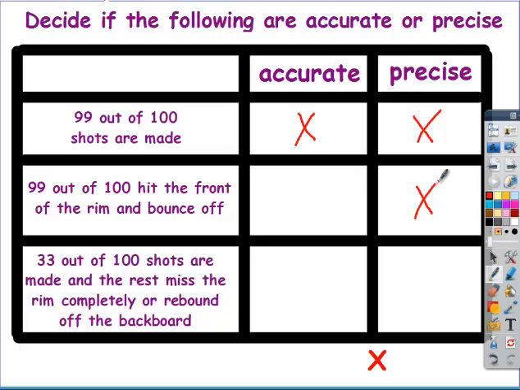And finally, 33 out of 100 shots are made. The rest either hit the rim or just rebound off the backboard. One third isn't very accurate, and they're not all in the same spot. They're not very precise either. So in this case, they're neither accurate nor precise.